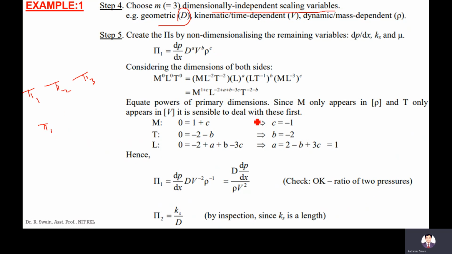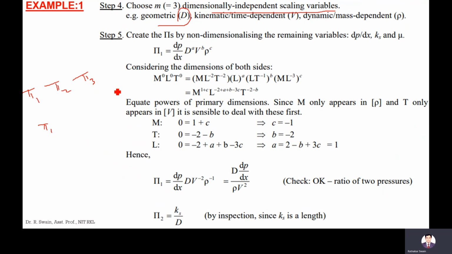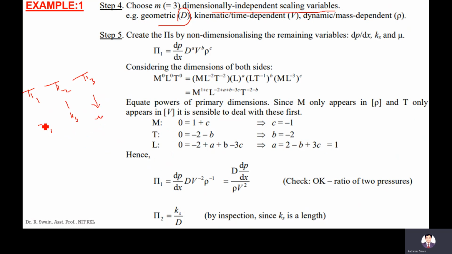And the non-repeating variables, the remaining n minus m, that remaining 3, are dp by dx, ks, and mu. We will write them one by one in each group. So in Pi 1 we'll take dp by dx, in Pi 2 we'll take ks, and in Pi 3 we'll write mu. So Pi 1 we'll write in this form: dp by dx, d to the power a, v to the power b, rho to the power c.